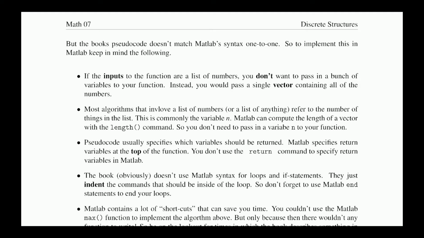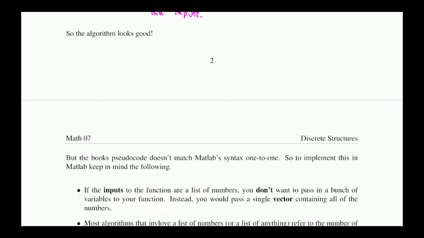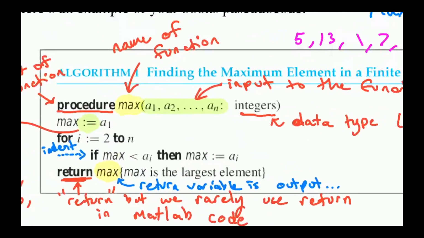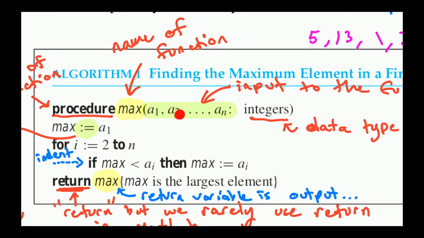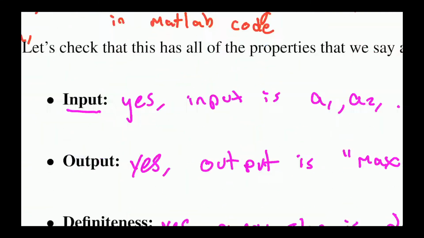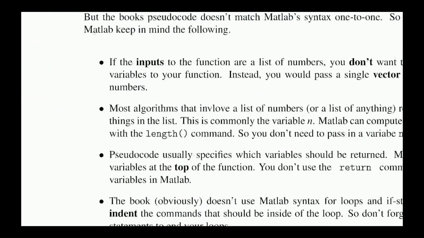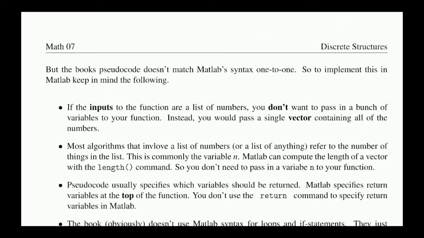One thing is the inputs. In this pseudocode, they say you have A1, A2, A3 up to AN as your inputs. Well, MATLAB is really good at dealing with vectors. So you don't want to pass a bunch of variables in. You just want to pass one single vector in. That's just how MATLAB likes to work.